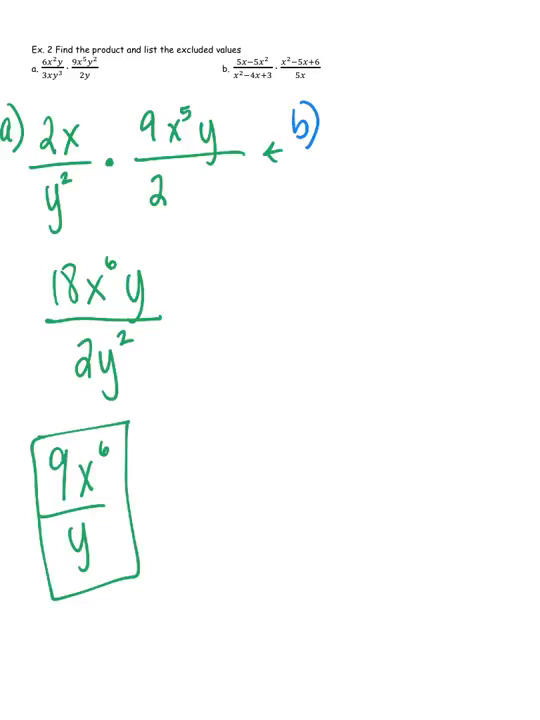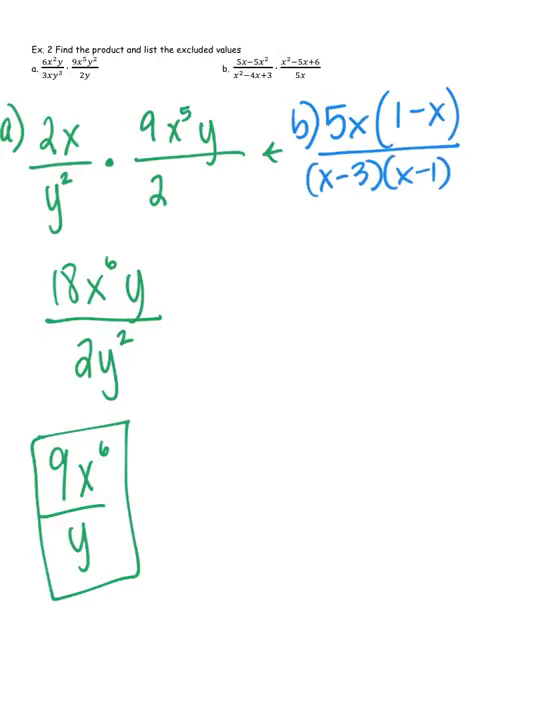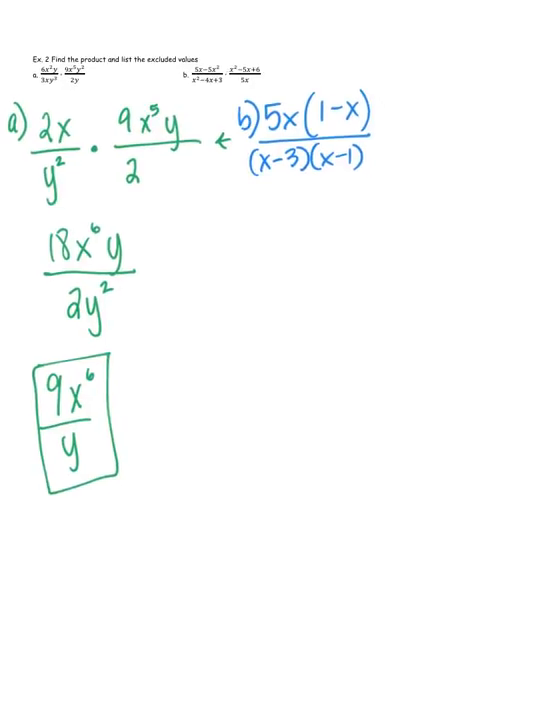So factoring the first fraction, I know I have a GCF of 5x. So I pull that out, I have 5x, and then that would be a 1 minus x over x squared minus 4x plus 3, which is factorable. There are factors of 3 that add up to negative 4, and that's negative 1 and negative 3. So I have x minus 3 and x minus 1. So I've factored the first fraction.